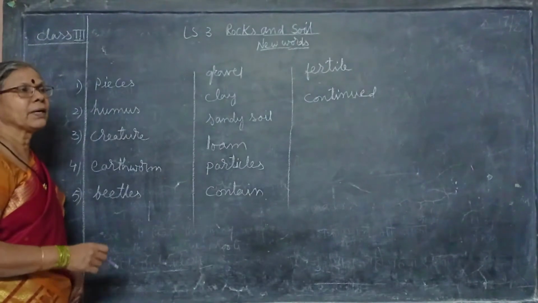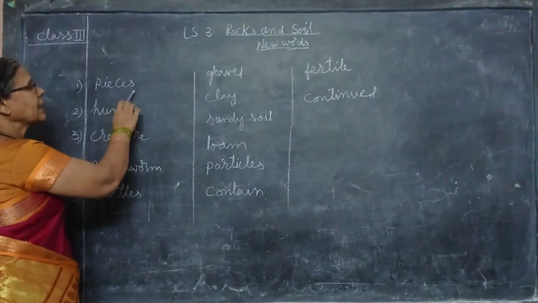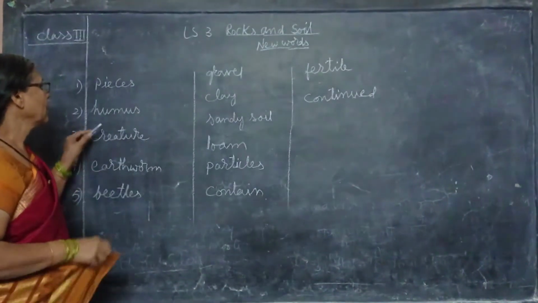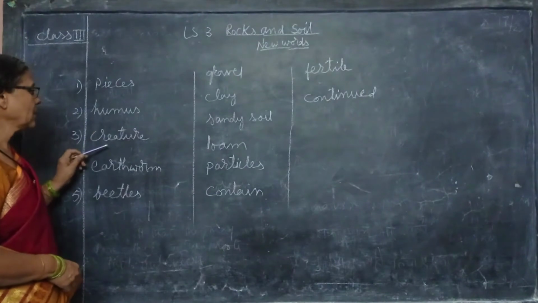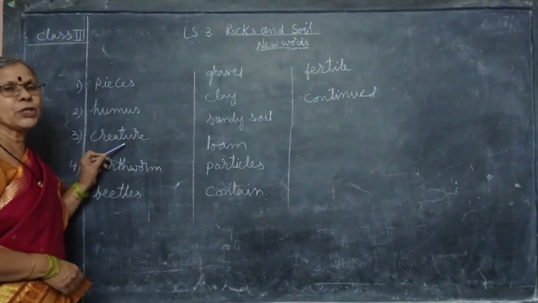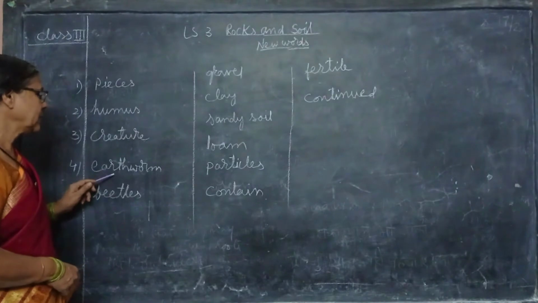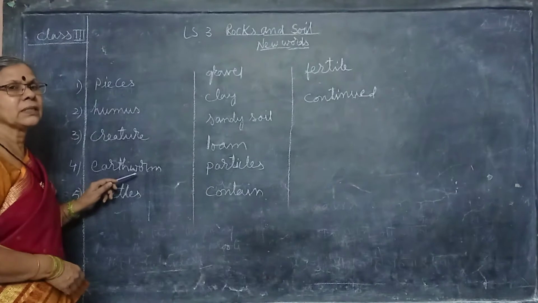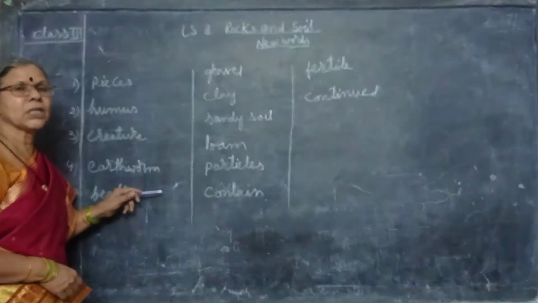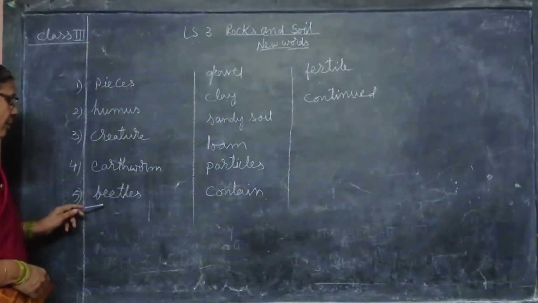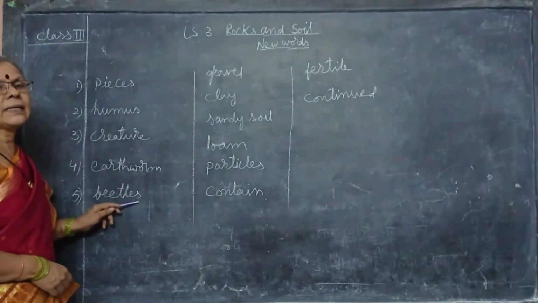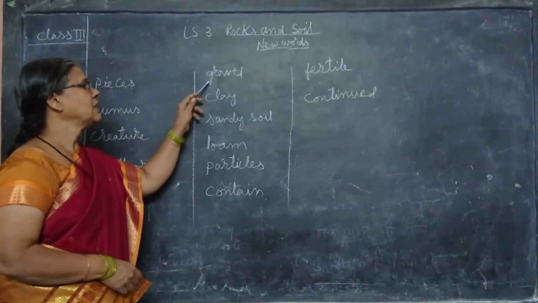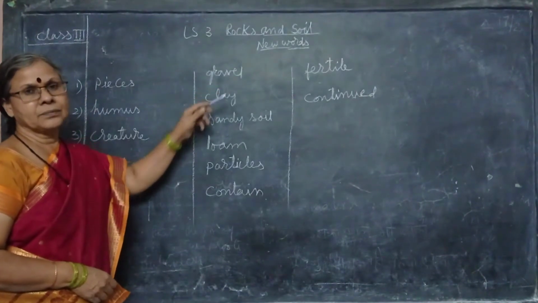Now along with the spelling we will repeat. P-I-E-C-E-S, pieces. H-U-M-U-S, humus. C-R-E-A-T-U-R-E, creature. E-A-R-T-H-W-O-R-M, earthworm. B-E-E-T-L-E-S, beetles. G-R-A-V-E-L, gravel.